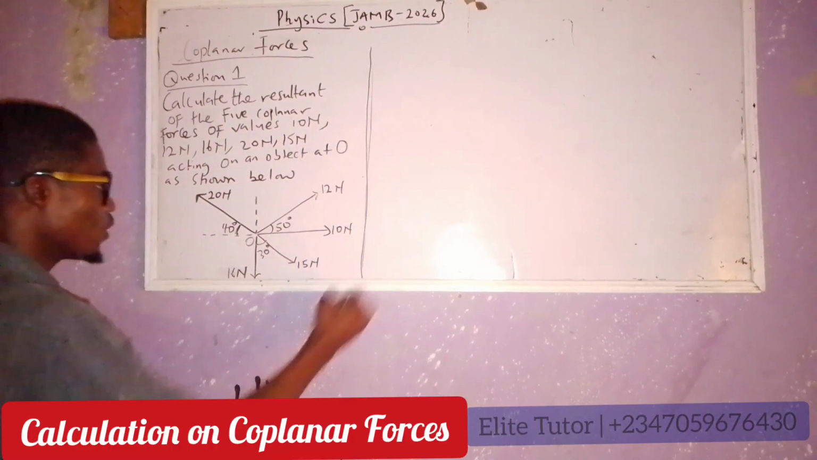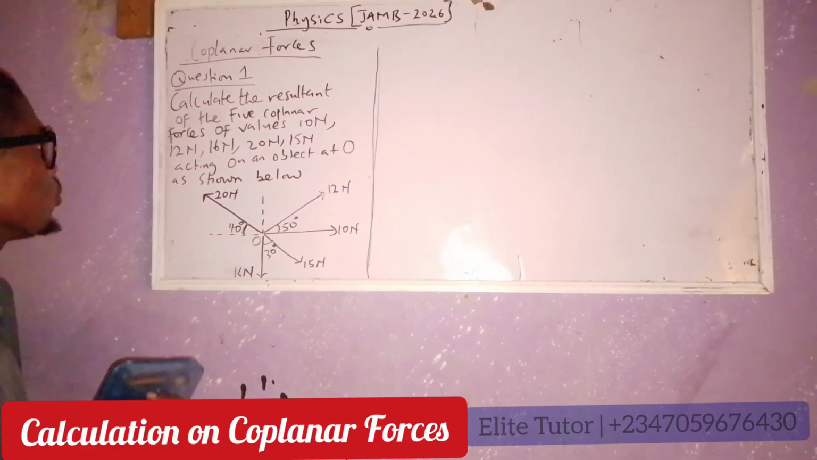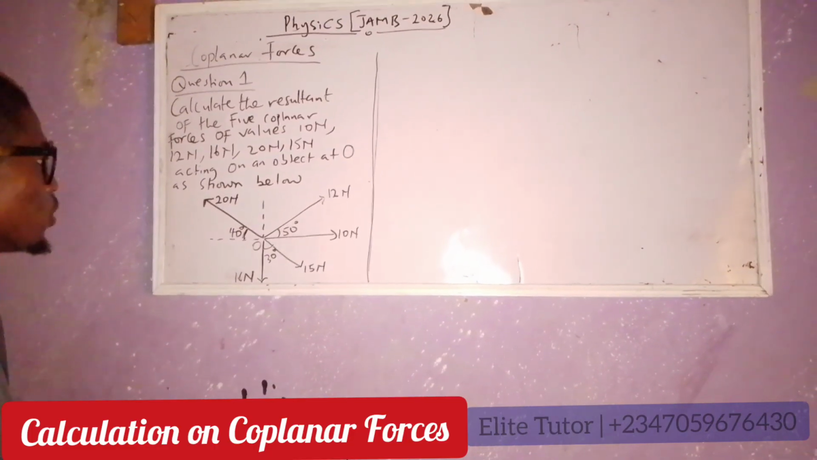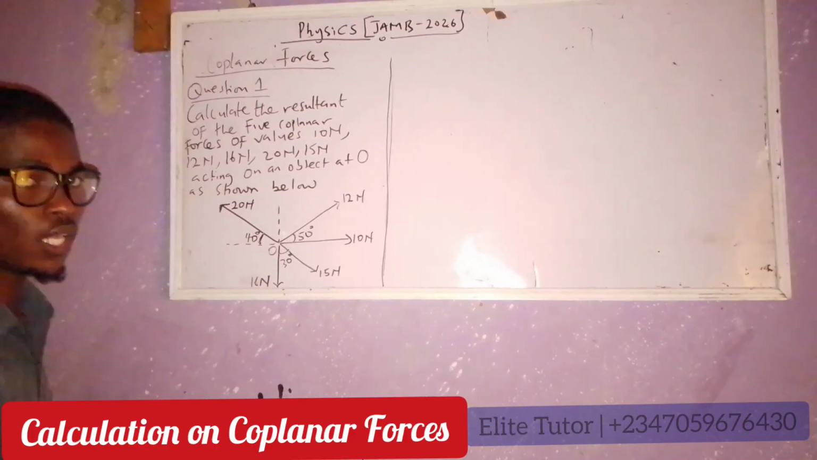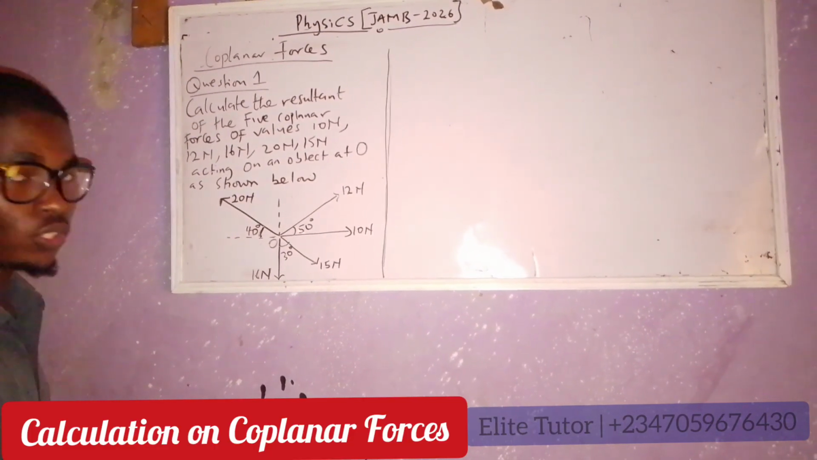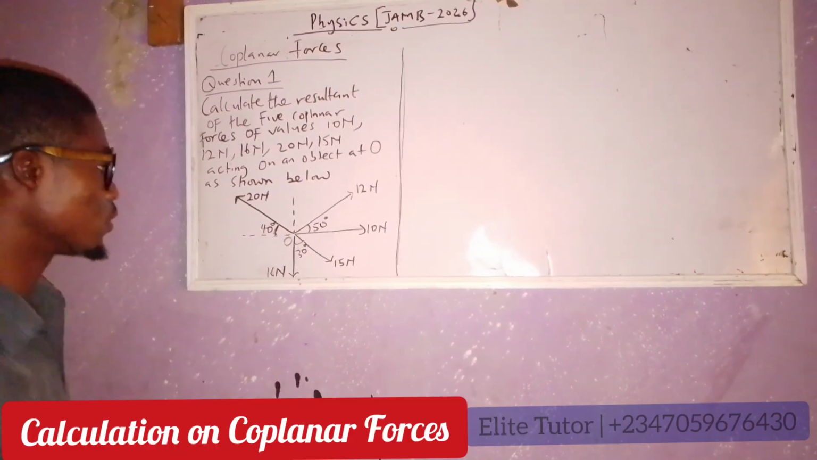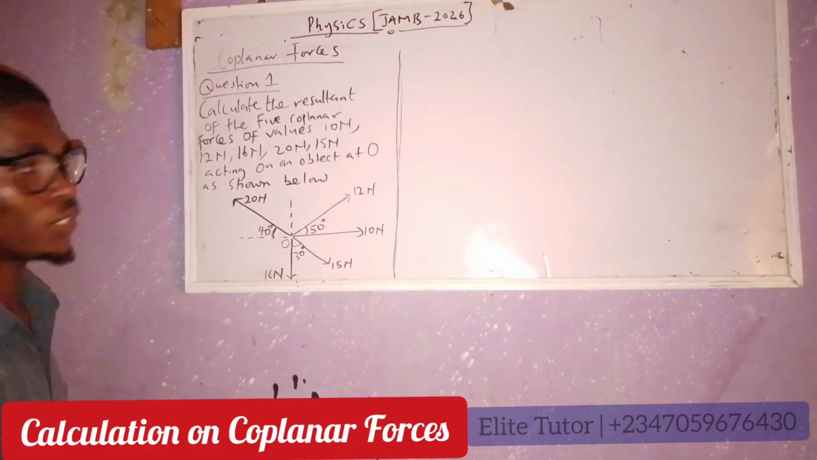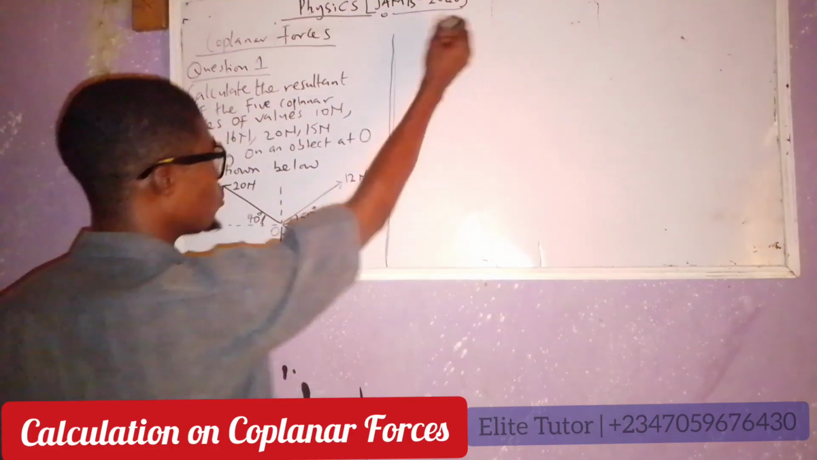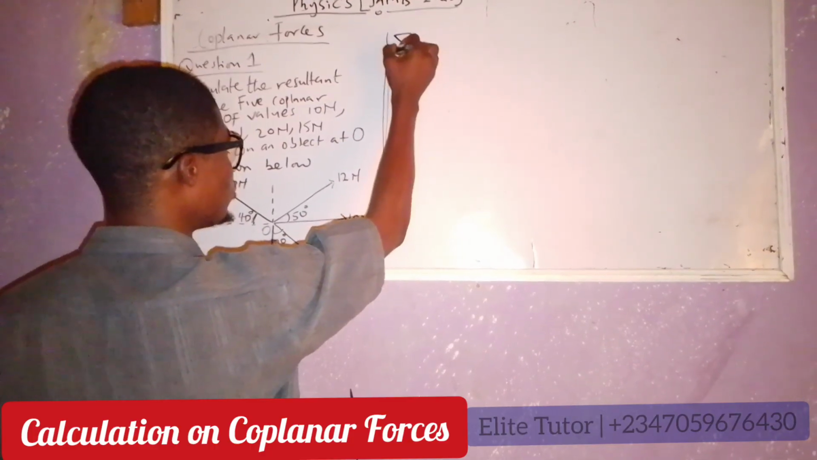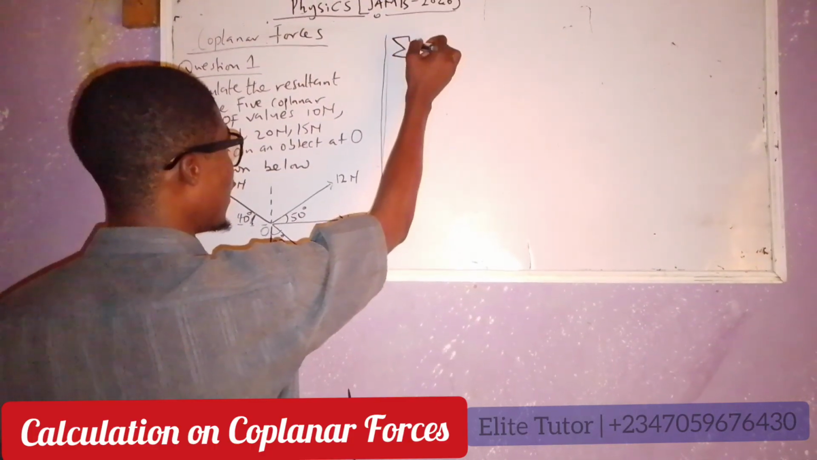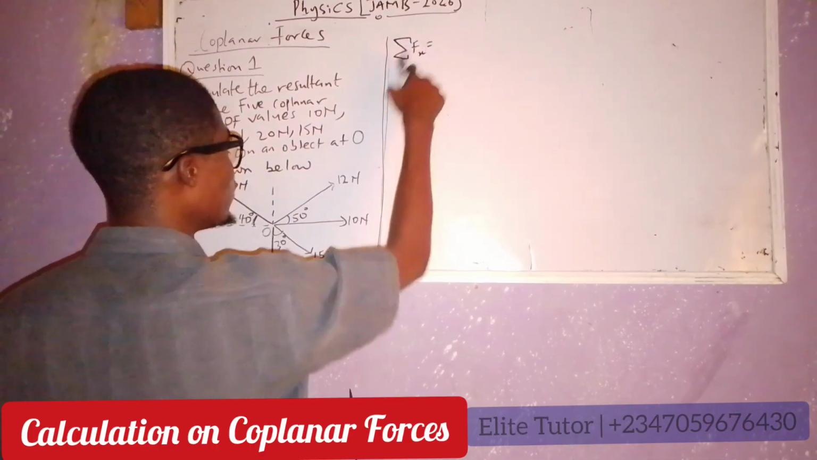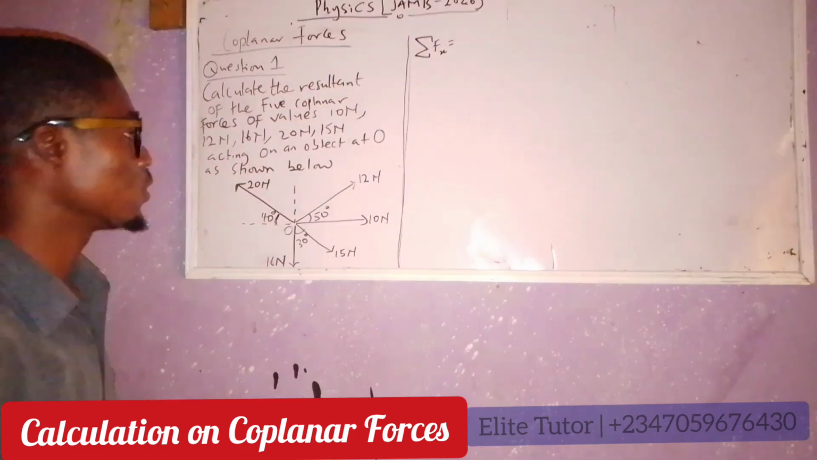Now looking at this, before you can solve for the resultant, you should know how to calculate your horizontal component and vertical component. So we have to sum up the horizontal component. Here I have my horizontal component as this summation, F subscript x, to be my horizontal component.